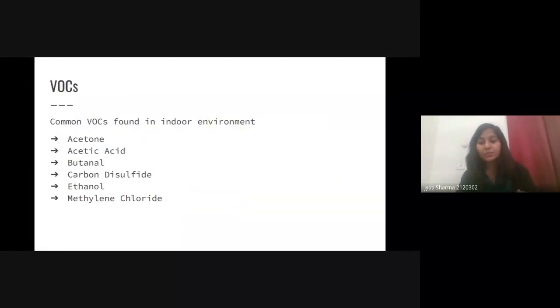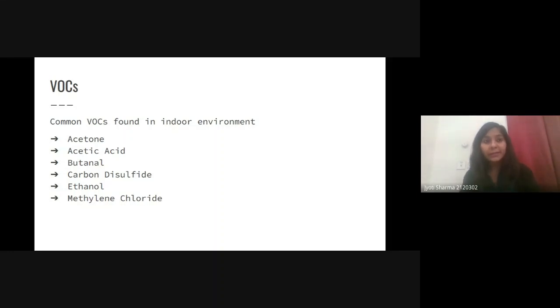Then we have the VOCs. We have a list of volatile organic compounds, for example acetone. If you talk about nail removers, acetone is one of the main ingredients. Acetic acid is used in vinegar. Butanol is released in higher quantity whenever you have combustion in stoves. Then carbon disulfide, ethanol, methylene chloride, and more than thousands of VOCs can be in your house.